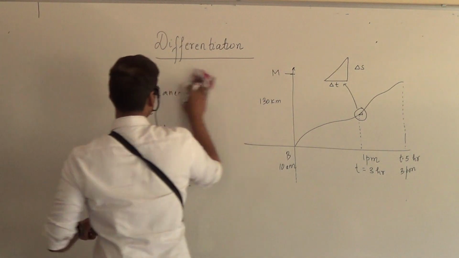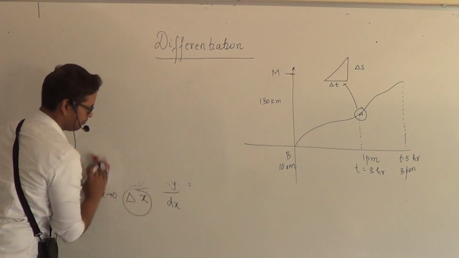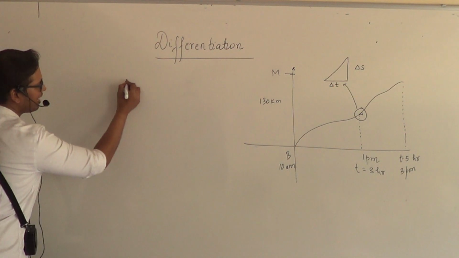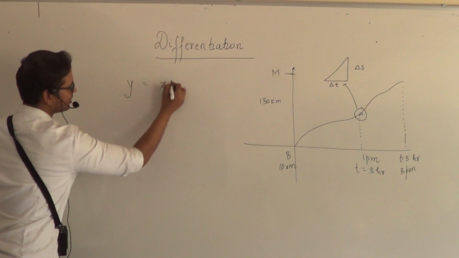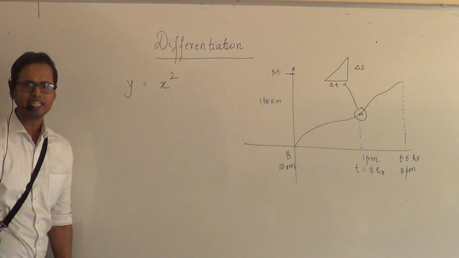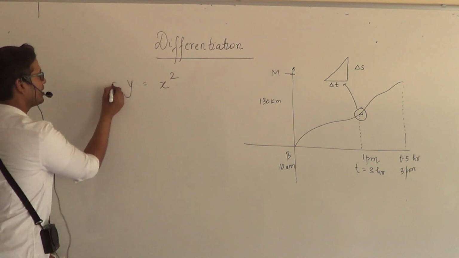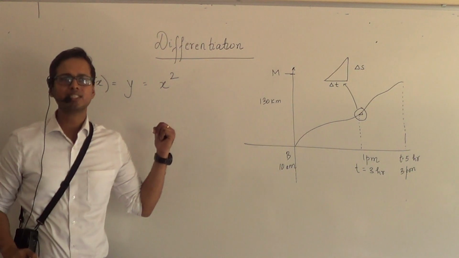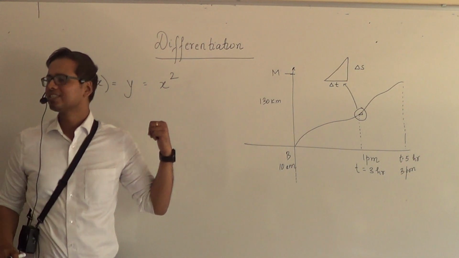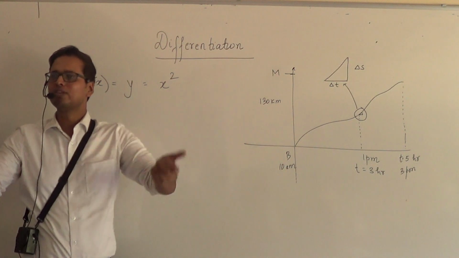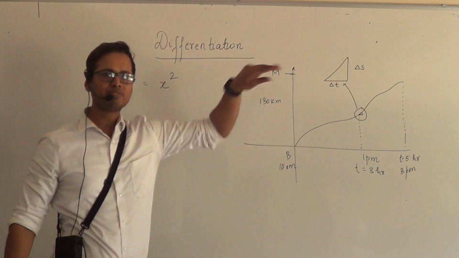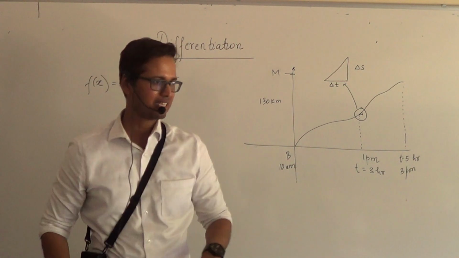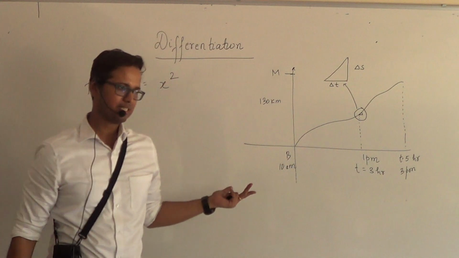Let's start with a very, very basic example. Let's say I have a function x square. I'm writing it as y equal to x square. You can write it as f of x equal to x square, whatever you feel like. Okay. So what is this function doing? This function is squaring whatever you put inside it. If I put 5, what will it give back to you? 5 square. 25. So the larger the input, the more sensitive it is to that.